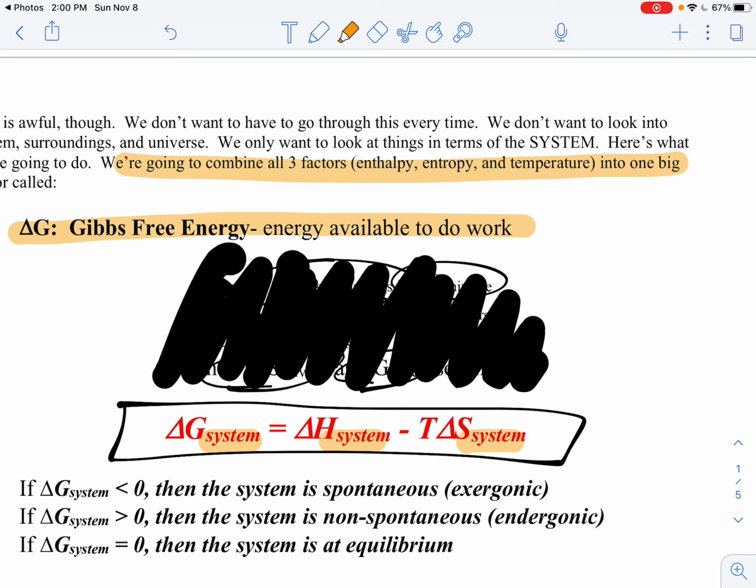I like to take my joules and turn them into kilojoules. So please note that it's 0.045 as compared to the 45 that's over here, because now it's in kilojoules per Kelvin rather than the other way around.